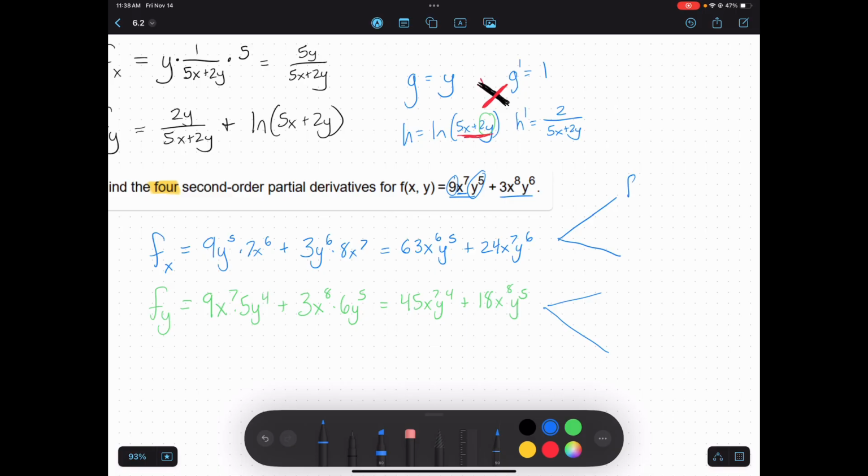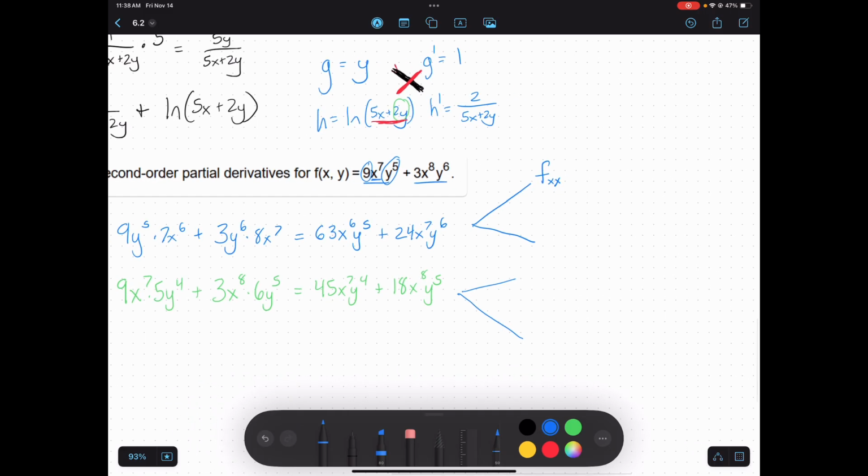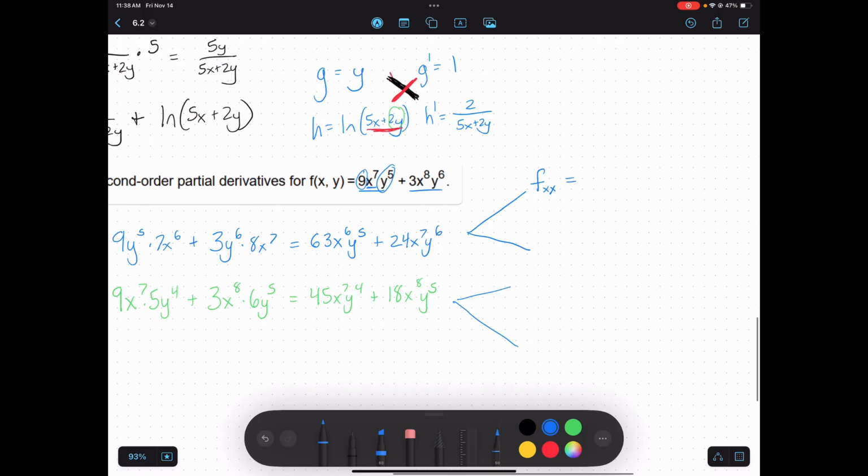So first, I could take the partial derivative of x of my partial derivative in terms of x. I could just take it in terms of x again. What is that going to give me? I'm going to keep the 63, keep my y terms because I'm treating the y terms as constant, and then I'll take the derivative of the x terms, 6x to the 5th.